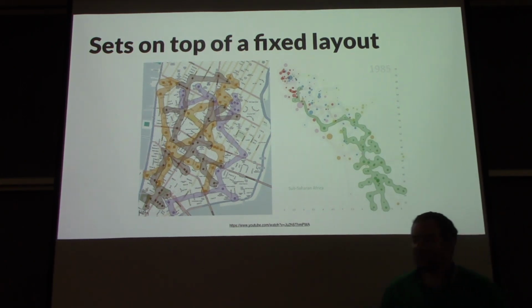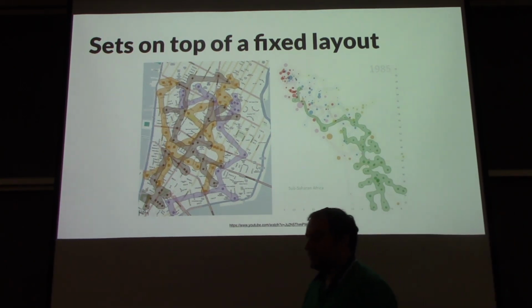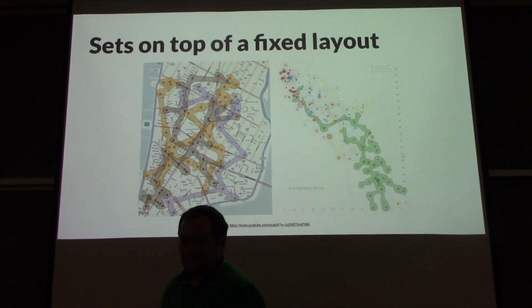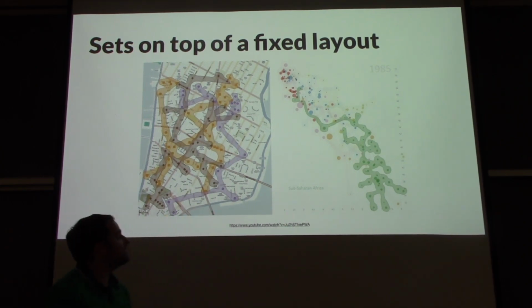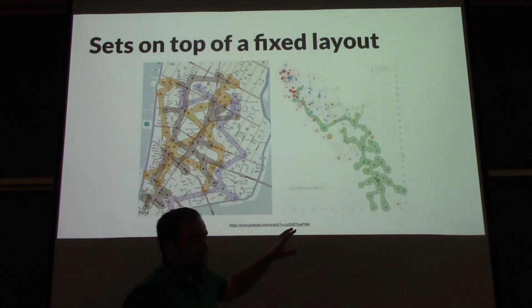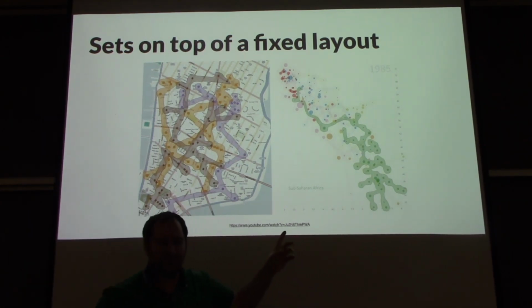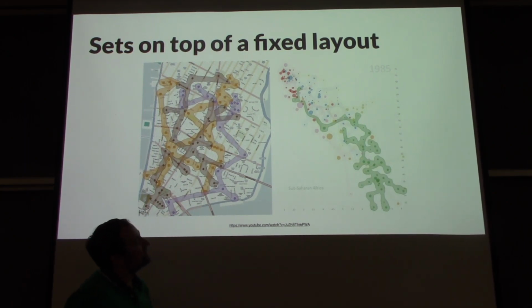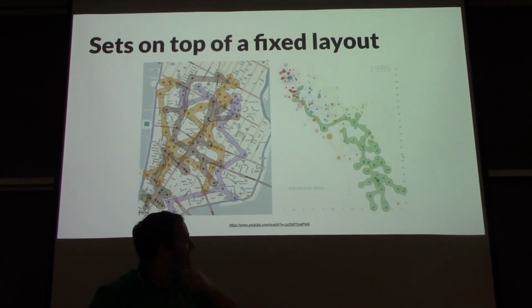Here we see 2 different applications for this visualization technique. This is called a bubble set. The one here shows different restaurants and subway stations in New York City, and here we have something like the Gapminder example, where we have data about certain countries over time, and the highlighted countries are Sub-Saharan Africa. And so I'll show this video.